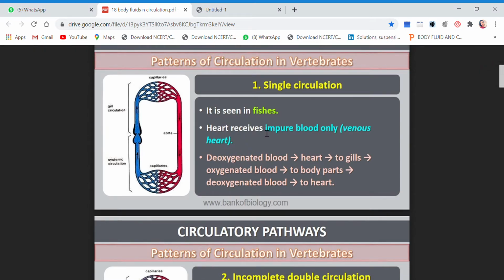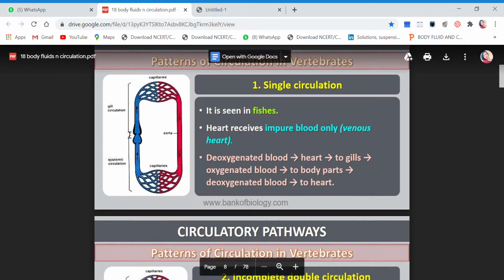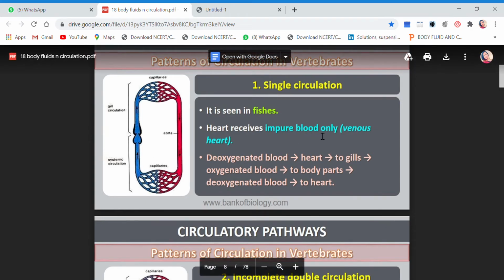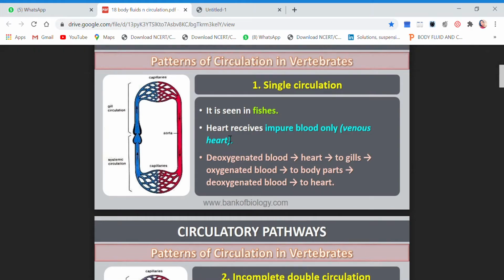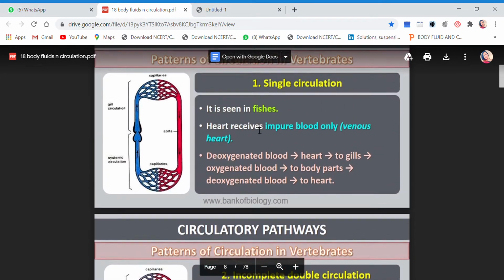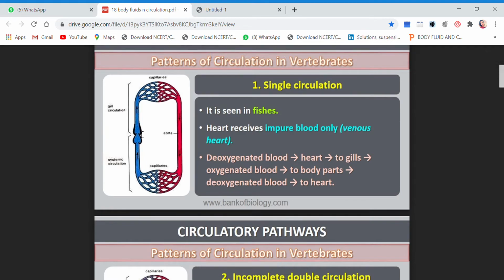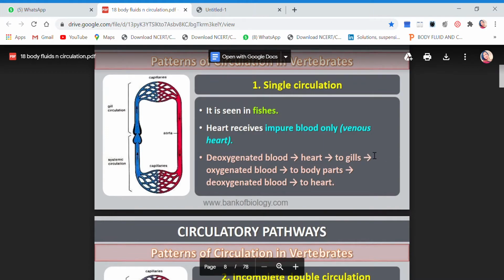Okay, the heart receives impure blood, right? This is the heart, one auricle and one ventricle. It receives impure blood, only a venous heart. It is not a muscular heart, it is a venous heart. Now you see deoxygenated blood from the heart to the gills. It moves on to the gills. Okay, and then it becomes oxygenated here.